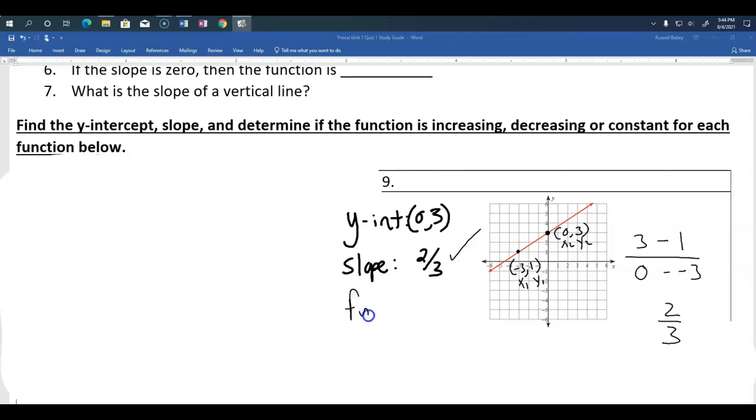Next, we want to know, is the function increasing or decreasing or constant? One way you can tell is since it's going up as we move to the right. Another way you could tell is since the slope is positive. Both of those things indicate that the function is increasing. Okay, let's go ahead and move on to number 10.